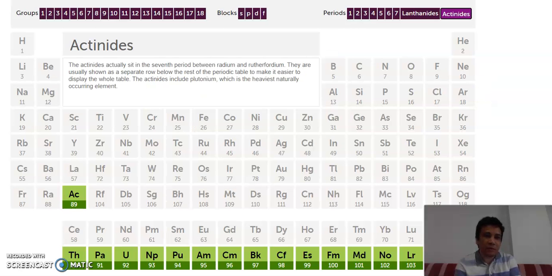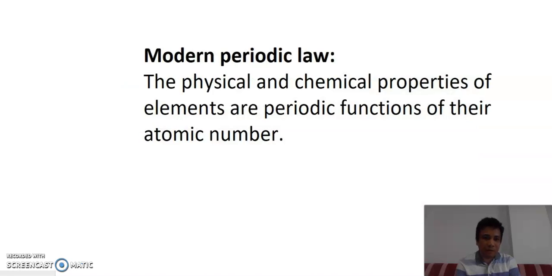We see that hydrogen's atomic number is 1, helium 2, lithium 3, beryllium 4, boron 5, carbon 6, nitrogen 7, oxygen 8, fluorine 9, neon 10. So it is serially placed by atomic number. That's why periodic properties also vary with atomic number.